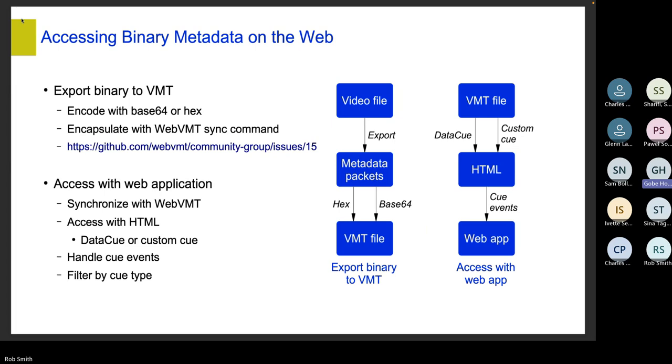There's a link here. Web app then can listen for synchronized cue events. Content is handled as a data cue, HTML data cue, or a custom cue, and we can filter cues by type. So we only look at the cues of interest. There may be other things mixed in there, but we don't waste time looking at those. And the metadata content is read as a binary array. And there are several ways to implement this. It's all about choice.